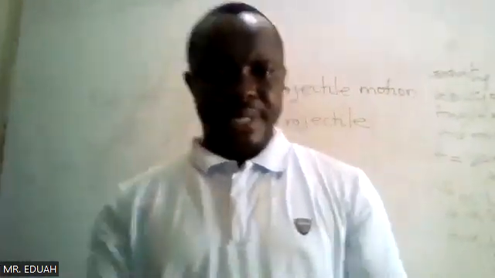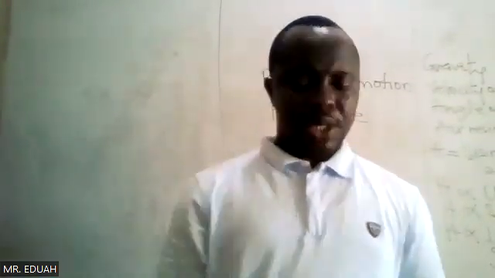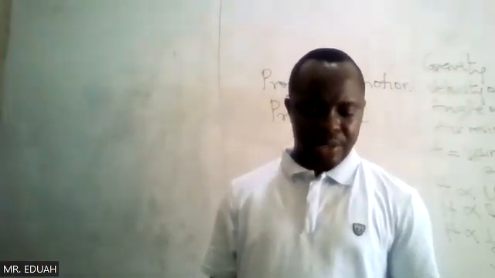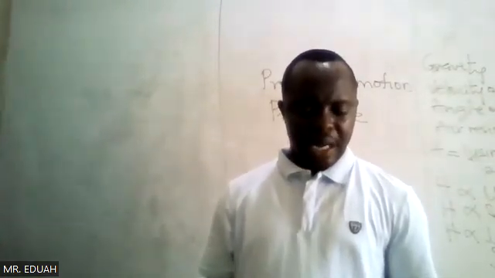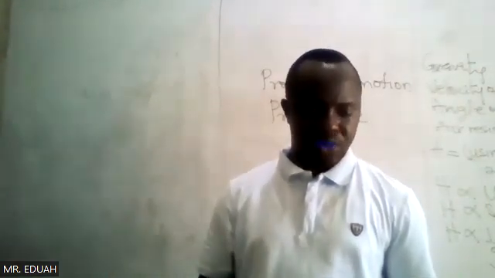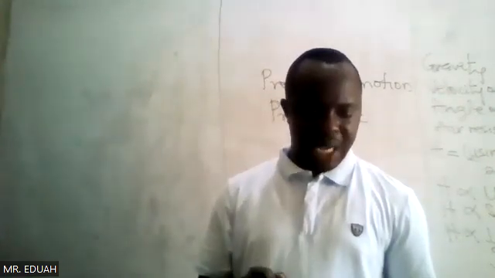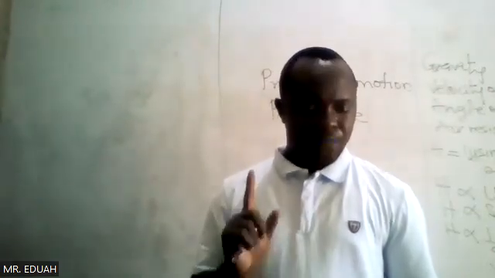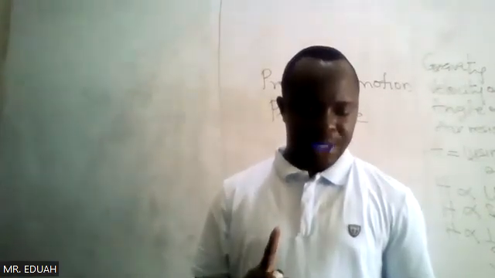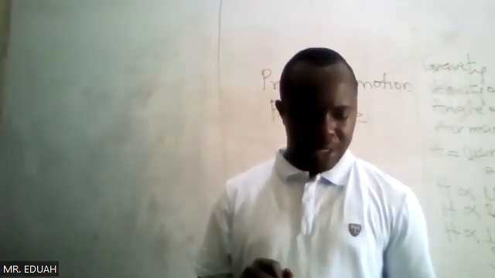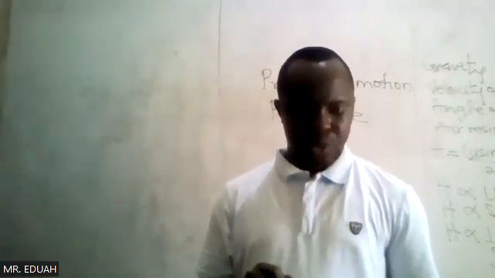Two vectors, 20 Newton and then 50 Newton, acting at a point are inclined at an angle of... Sorry, let me take it again. Two vectors 20 Newton and 50 Newton acting at a point are inclined at an angle of 120 degrees to each other. Find the magnitude and direction of their resultant. So here we are to find the magnitude and direction of their resultant.